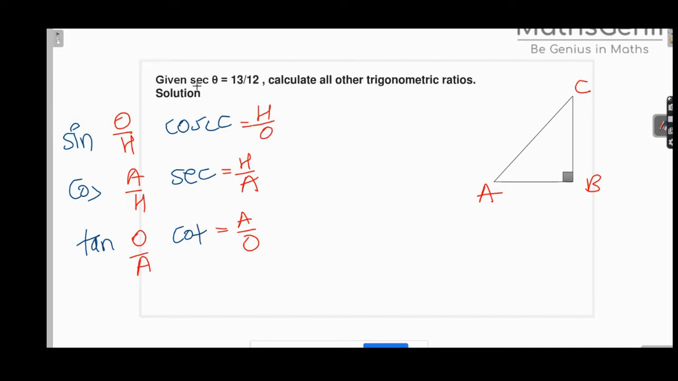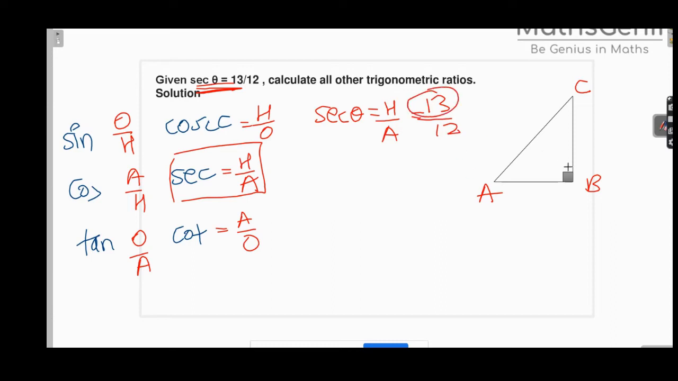So he is telling me I have given you sec theta. Now you find sine, cos, tan, cot, cosec. I have given you one value. You give me all other values. The question is that. Now he has given me sec theta. What is the formula of sec theta? This. So let me just write sec theta is equal to H upon A. And what he has given is 13 upon 12.